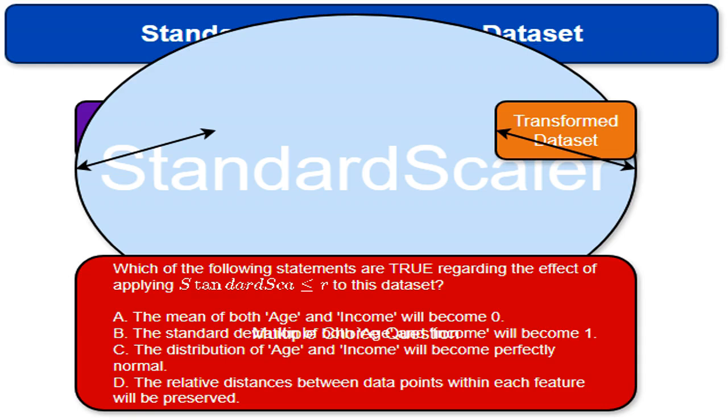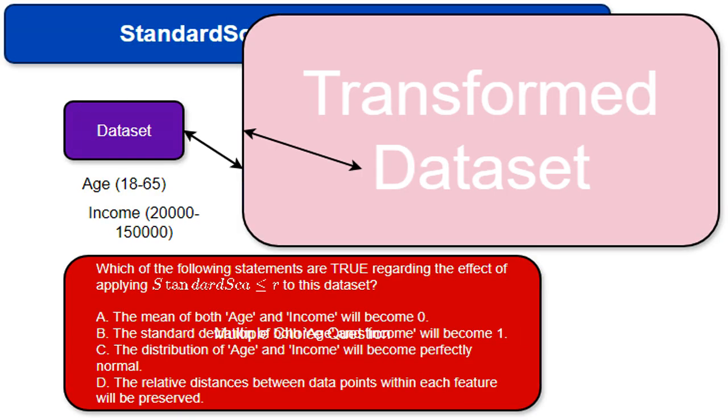This is a scikit-learn tool I use to standardize my data, making it easier to work with. It centers the data around 0 and scales it to have a standard deviation of 1. This is the dataset after I apply the standard scaler. The mean of each feature will be 0, and the standard deviation will be 1. But important to note, the shape of the data doesn't change. It's like shifting and stretching the data, but it retains its original form.